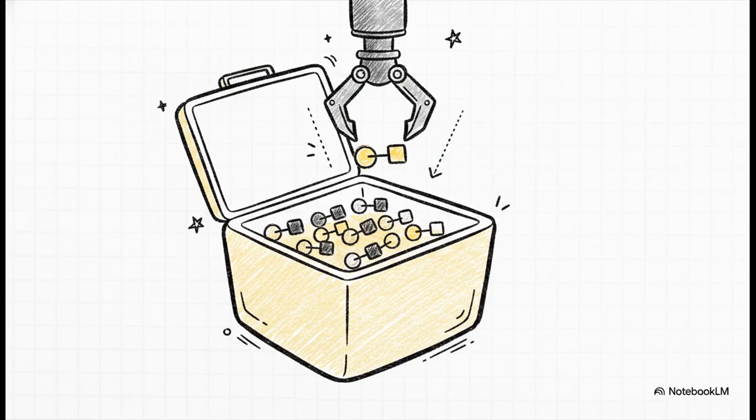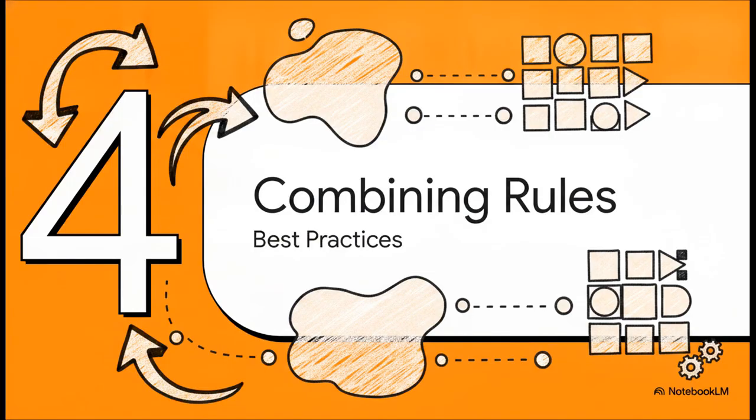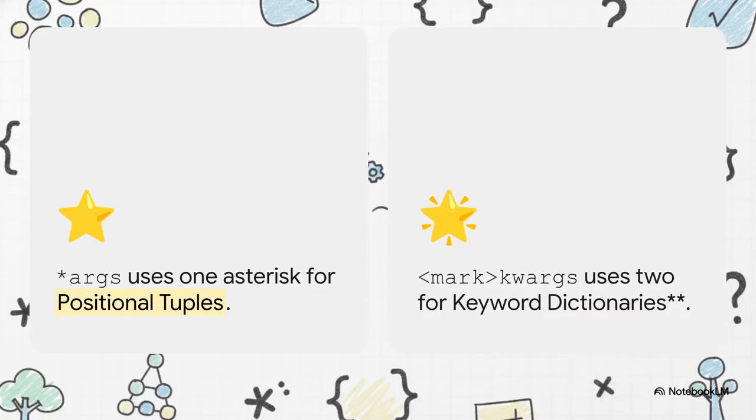Doesn't matter if it's 2 fields or 20. Section 4. Combining arguments and rules. In professional backend development, you're honestly rarely going to use just one or the other. You'll almost always use both of these together. To keep them straight in your head, just remember this simple comparison.